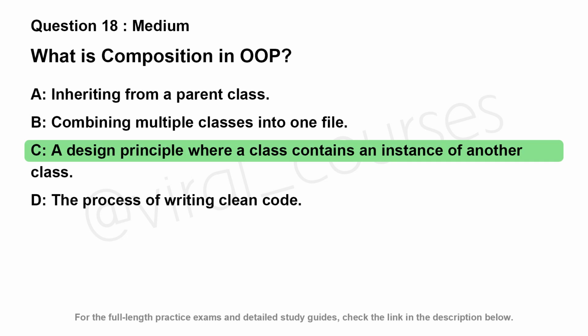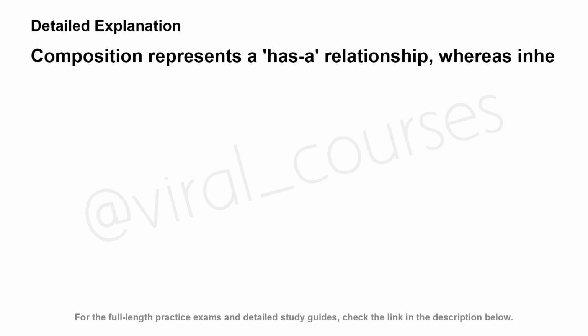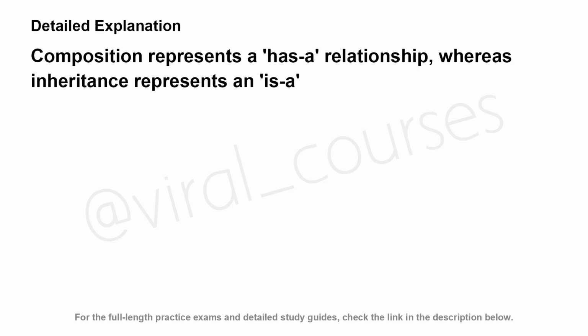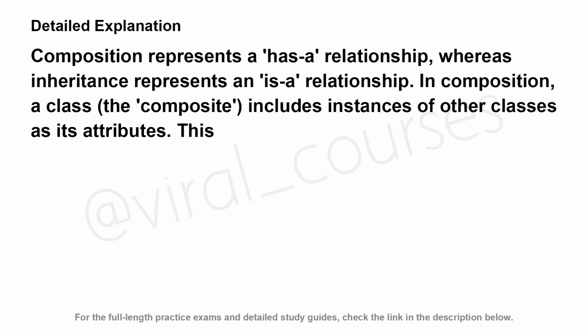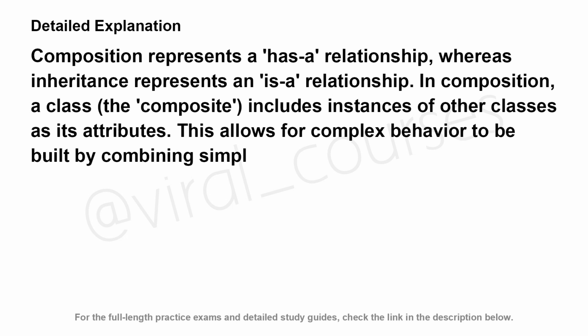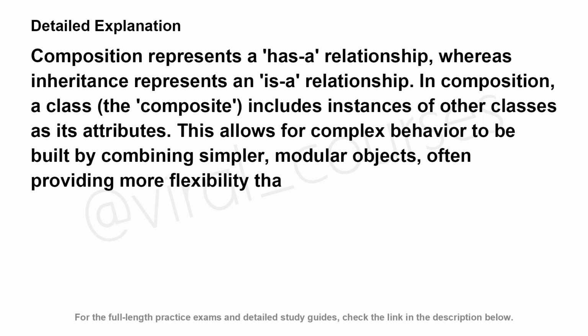The correct answer is C. Composition represents a has-a relationship, whereas inheritance represents an is-a relationship. In composition, a class, the composite, includes instances of other classes as its attributes. This allows for complex behavior to be built by combining simpler, modular objects, often providing more flexibility than deep inheritance trees.